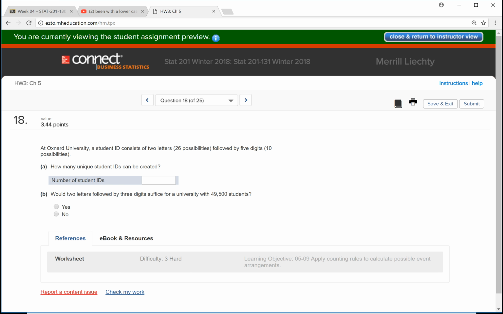They're not problems. At Oxnard University, a student ID consists of 2 letters followed by 5 digits. How many unique student IDs can be created?